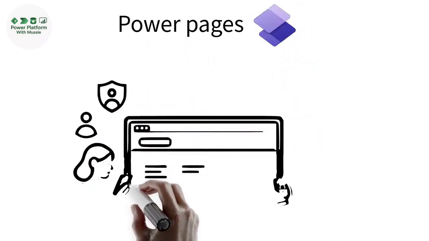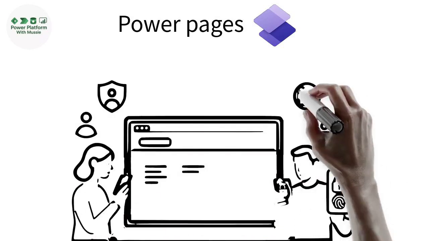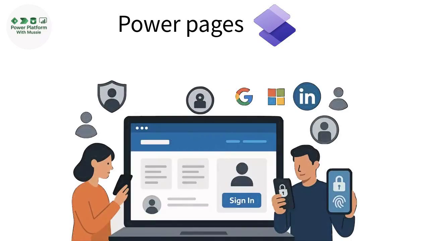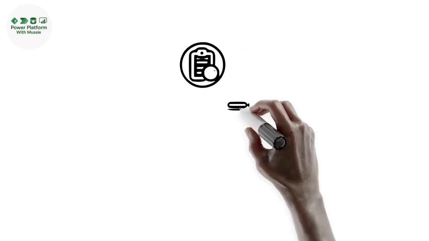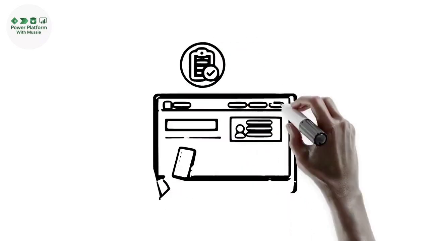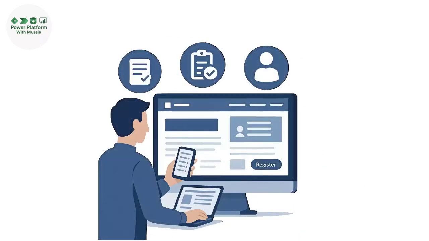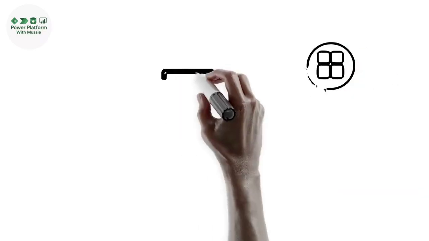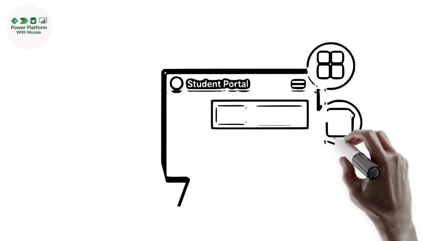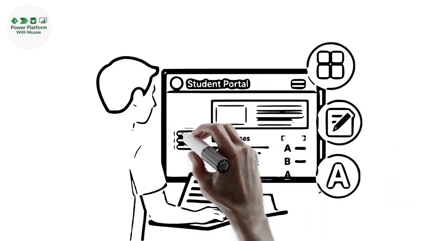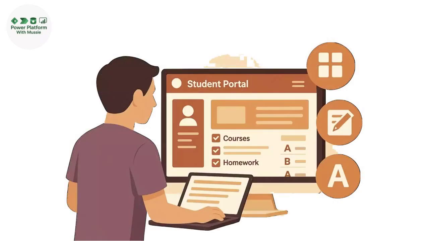Power Pages allows you to create external-facing business websites that let users outside your organization sign in using a wide variety of identity options. Users can sign in either anonymously or with authentication. These websites let your customers submit forms, track service requests, view their personal data, and register for events all securely and easily. For example, let's say you work at a training company. You could use Power Pages to build a student portal where students can log in, view their courses, submit homework, check their grades, and more.